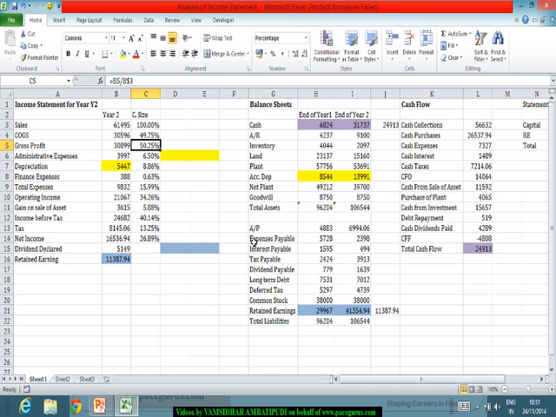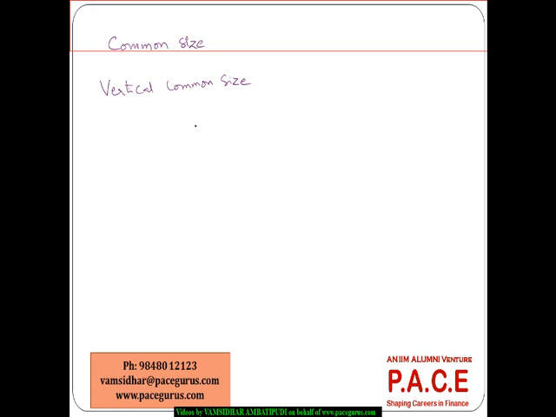Now if I am establishing all these numbers of the income statement as a percentage of the sales or revenue, I call it the vertical common size. So for each year, that particular year's sales or revenue is fixed at 100, and all other numbers we divide by the sales or revenue for that particular year. That is called a vertical common size income statement.